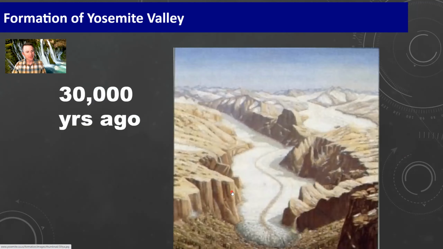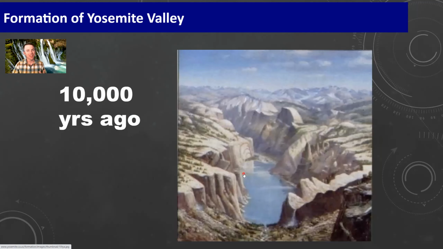By about 30,000 years ago, they've retreated. There's still lots of glaciers and things in there, but it's retreated quite a bit. I don't think there was any Twitter back then.